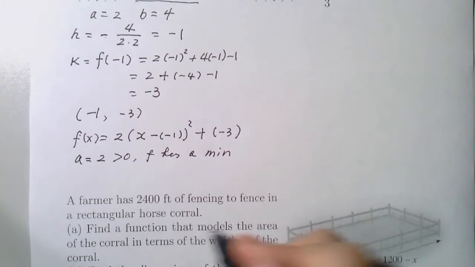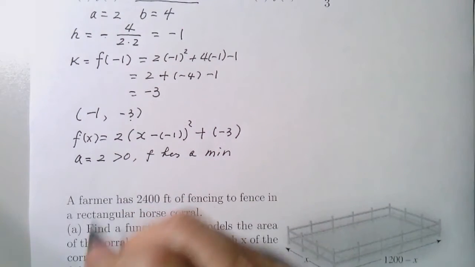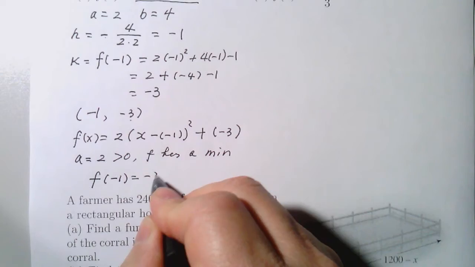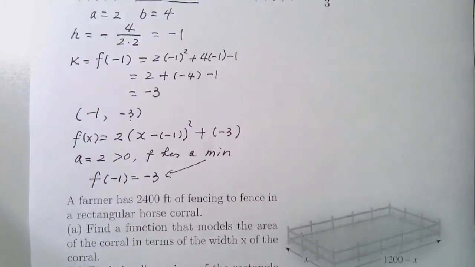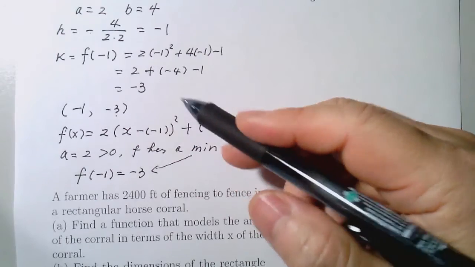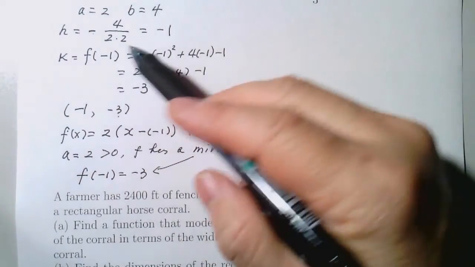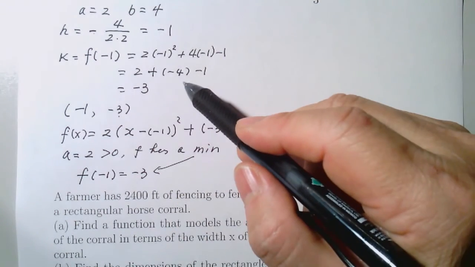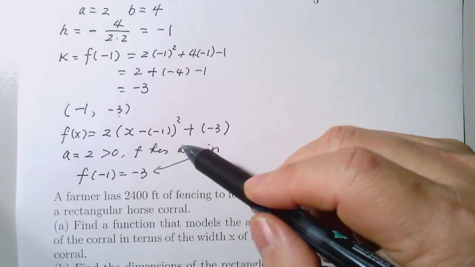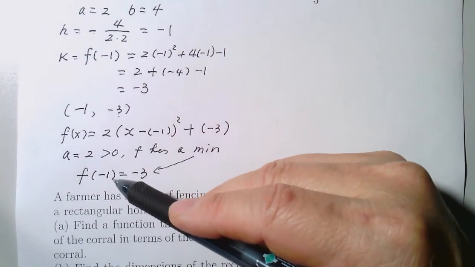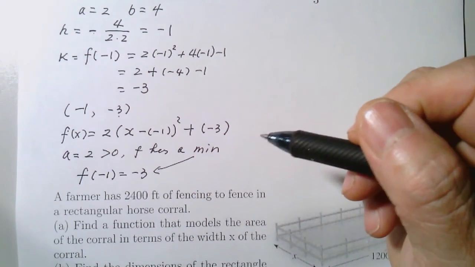What is the minimum value? Which is negative 3. f of negative 1 equals negative 3. That's the minimum. Okay, so you can see I do not need to use completing the square. All I need is h. From h, I can find k. So then I can write the standard form, where I can easily identify the minimum or maximum. Okay, that's the first one.